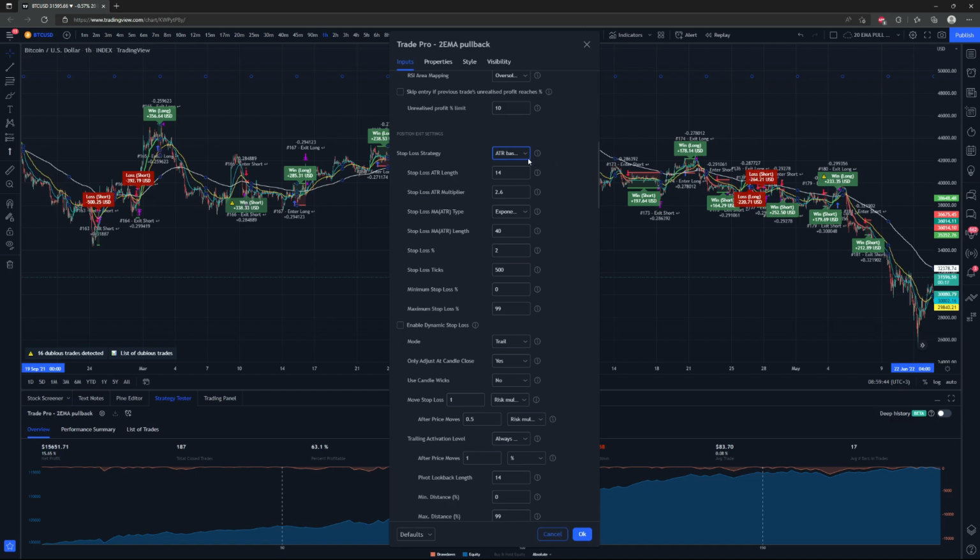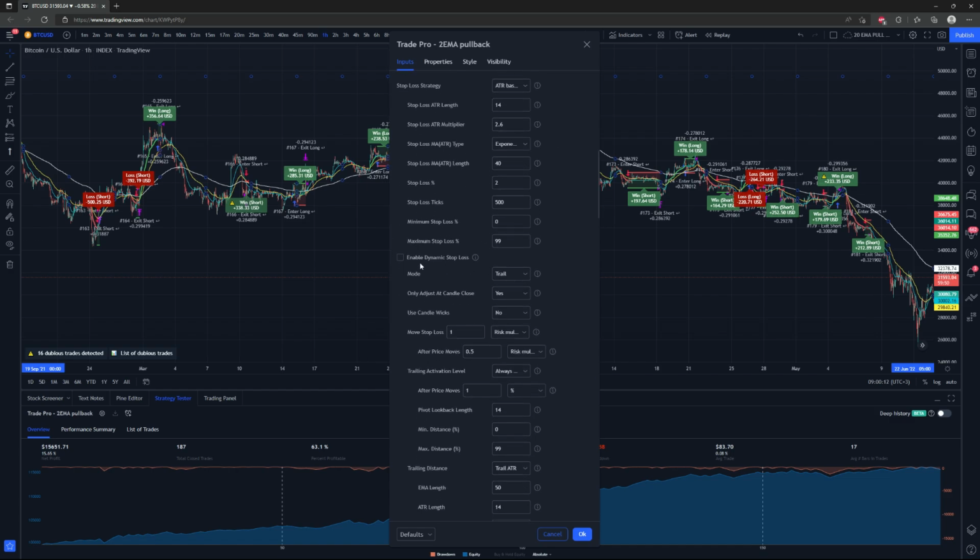Now, starting with the stop loss strategy, you can choose to have the stop loss placed based on ATR multiple, a moving average of the ATR, percent based, tick based, or disabled. And then down here in this section, you can choose the individual length or multiplier for any of these different settings. So whatever you would like to place the stop loss based on, you can customize that in this section.